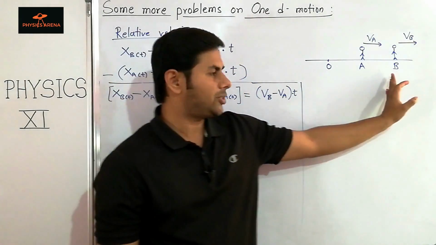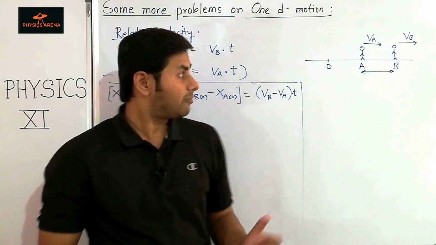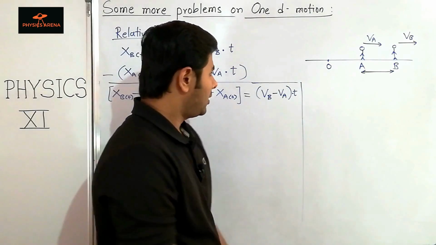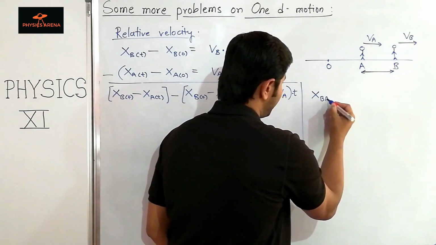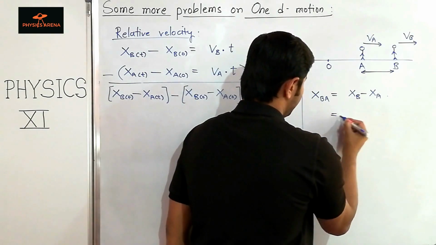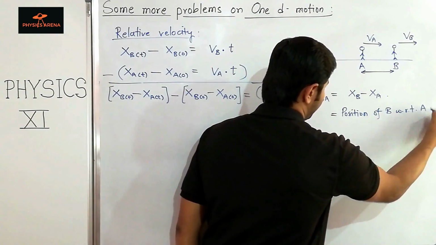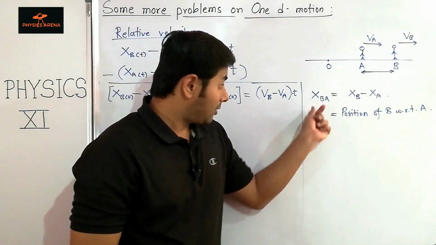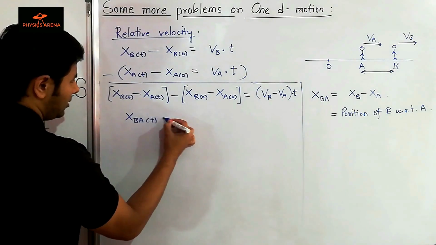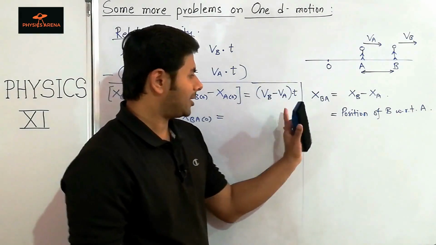If I want to find the position of B with respect to A, it will be this much distance, and it will be position of B with respect to origin minus position of A with respect to origin. So I can write position of B with respect to A is equal to position of B minus position of A. This is position of B with respect to A. It's the relative position. So I will use this notation here, and I can write xba at time t minus xba at 0 is equal to this Vb minus Va times t.